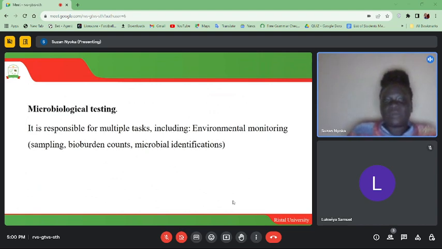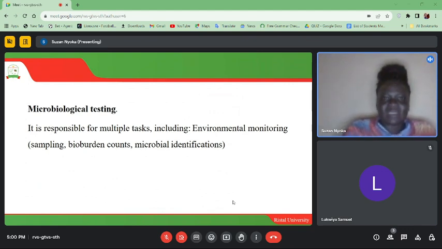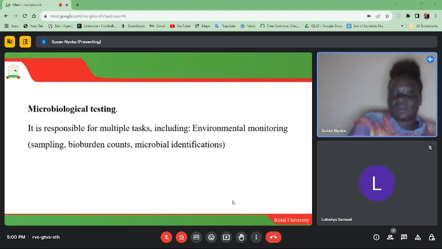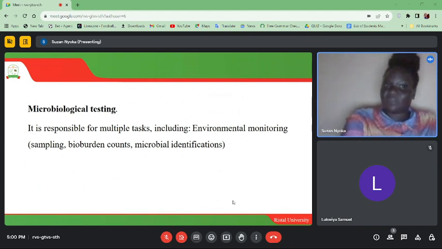And then under microbial testing, of course, you're going to look at the bioburden. You're going to look at the microbial identifications. You're going to look at the bacteria or, let's say, fungal microorganism load in your products, not to be excess, because for products like yogurts, we have some good microbials that are needed, so you need to consider all this when you're testing the quality of the product.